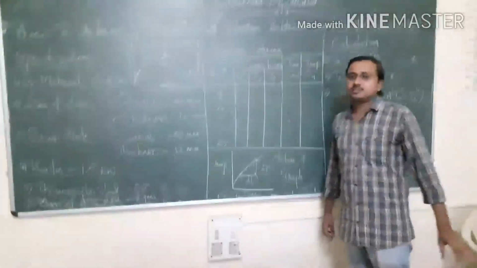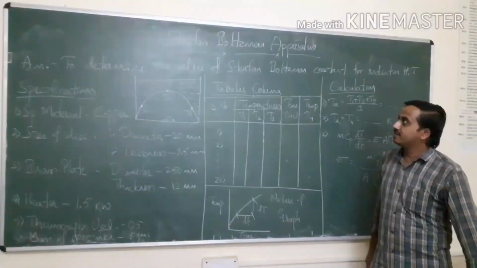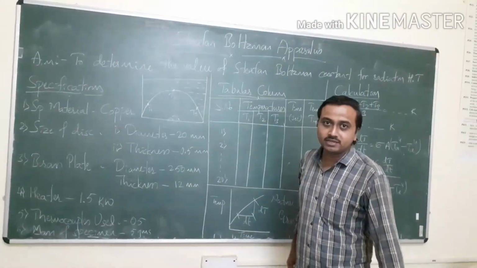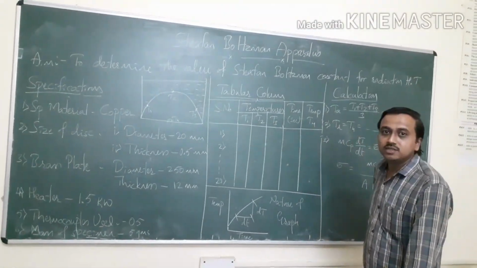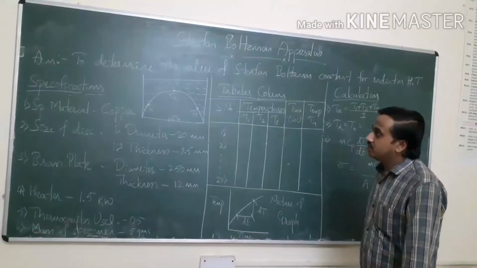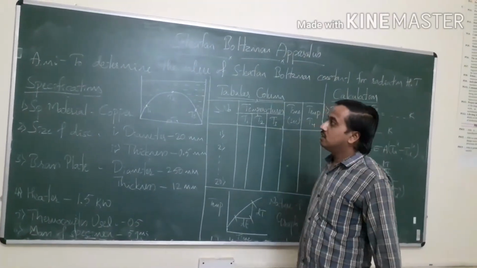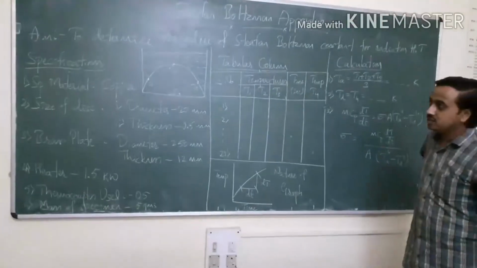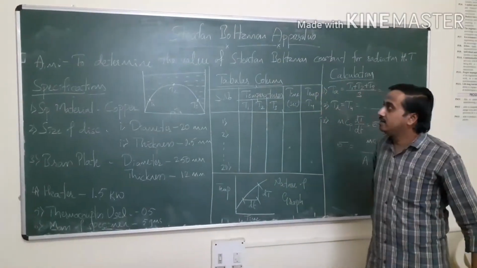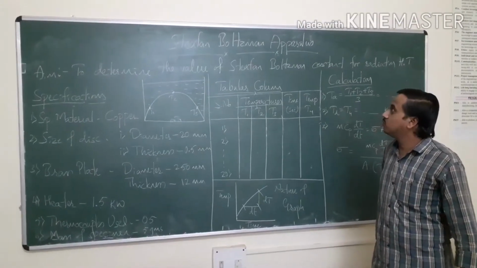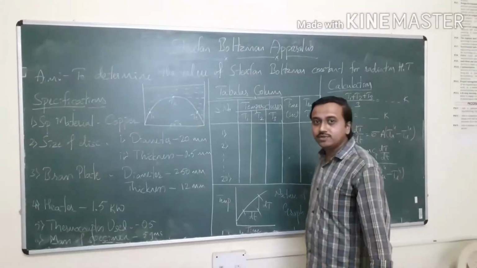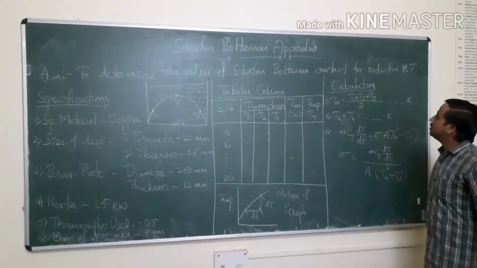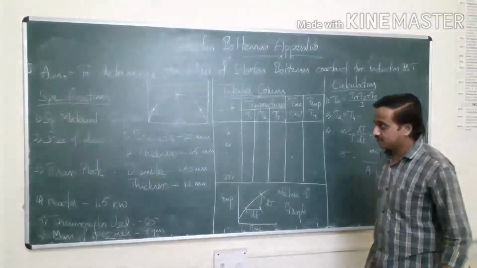Today we will discuss another experiment, that is the Stefan Boltzmann apparatus, wherein we are determining the value of the Stefan Boltzmann constant. Now the aim of the experiment goes like this: to determine the value of Stefan Boltzmann constant for radiation. We will start another experiment, that is the Stefan Boltzmann apparatus. The aim of the experiment is to determine the value of Stefan Boltzmann constant for radiation heat transfer.